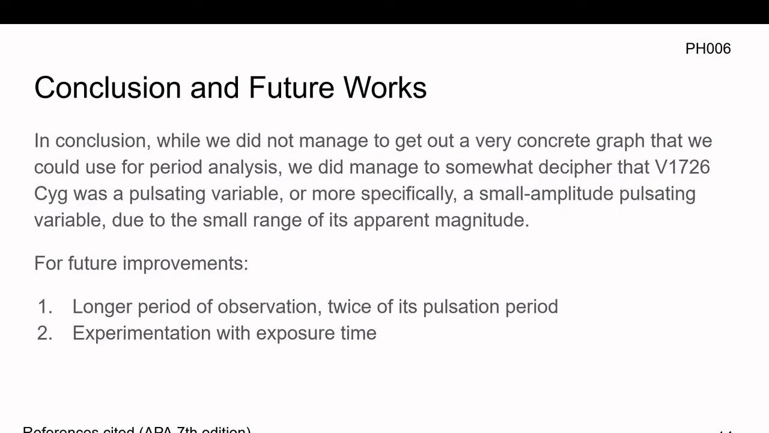hence narrowing it down to a pulsating variable star, and along with a small amplitude of the light curve due to the small magnitude range, we can call V1726 SIG a small amplitude pulsating variable star. Further subtypes are harder to determine.